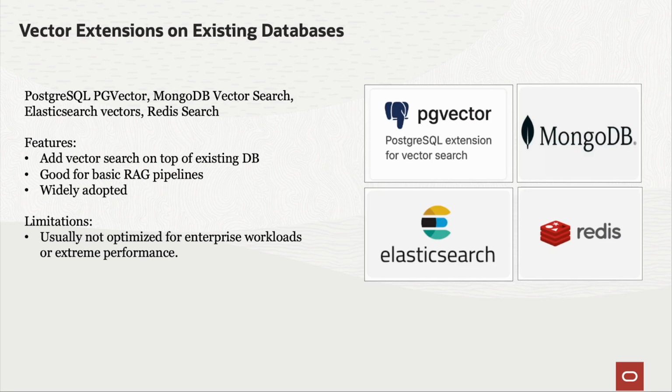Another common approach is adding vector capabilities to systems that are already widely used. So Postgres with pgvector, MongoDB's Vector Search, Elasticsearch vector features, and Redis Search all fall into this group. Here the idea is simple. Instead of adopting a brand new database, you extend the one you already have. It gives teams a quick way to start building basic retrieval augmented generation pipelines using familiar tools and workflows. That's why these extensions have been widely adopted.